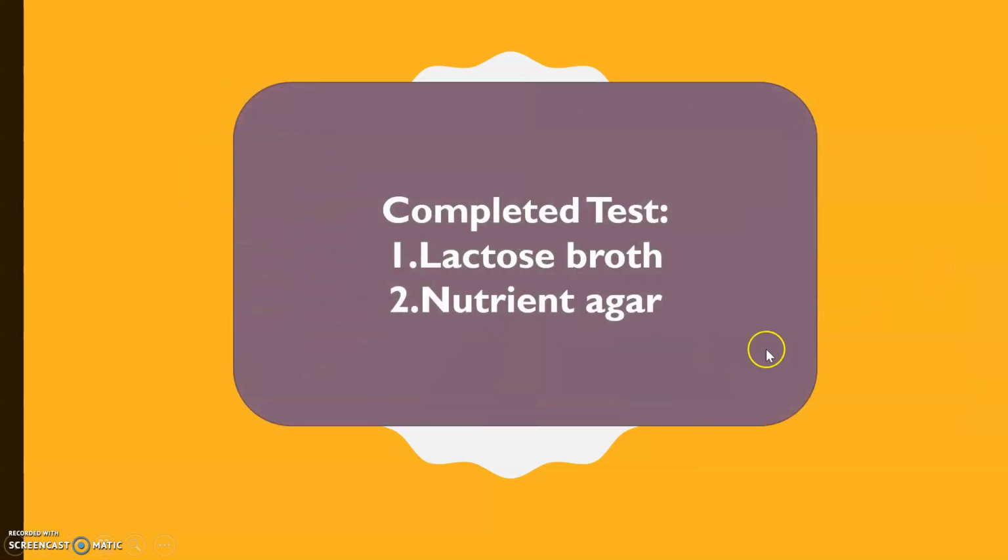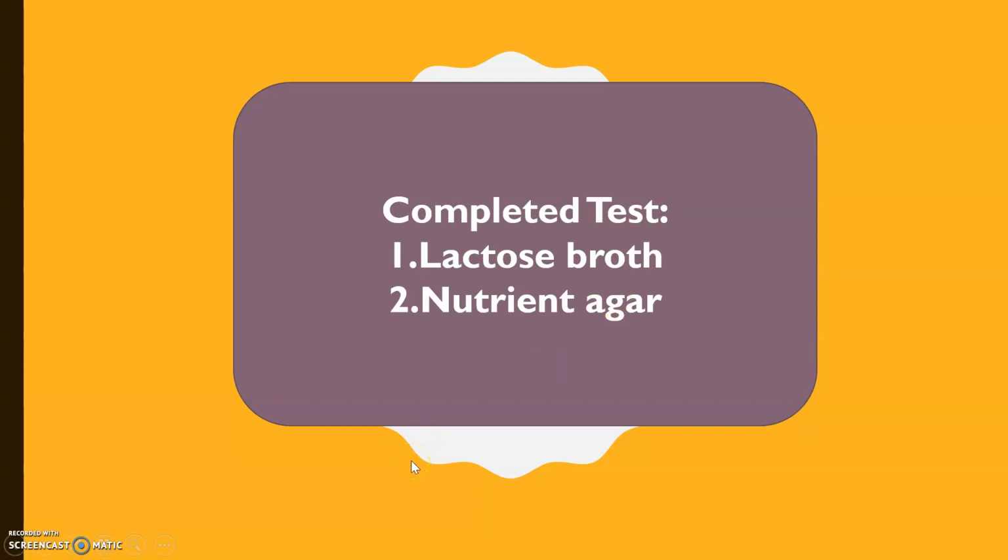The next is the completed test. This test has two media. The first medium is lactose broth and the second is nutrient agar. Typical and isolated colonies from EMB or endo agar are selected for this test. If BGLBB is used in the confirmed test, a loopful of positive culture is streaked on EMB or endo agar plates and then the colonies on it are used for further tests.